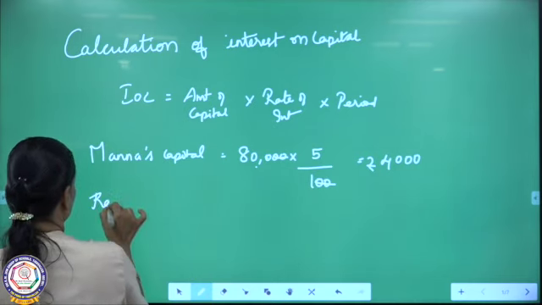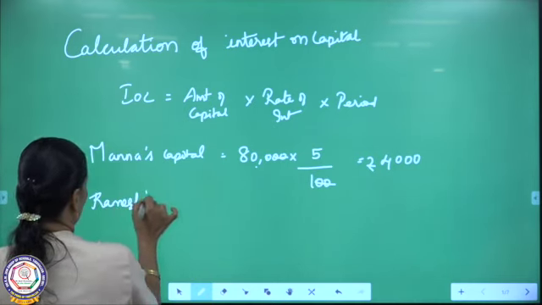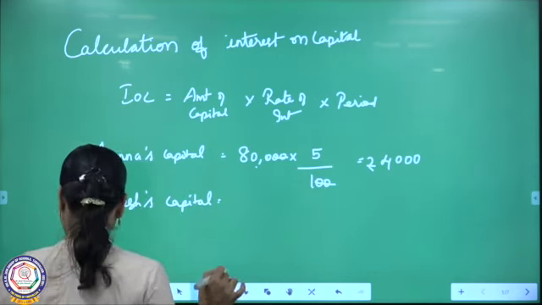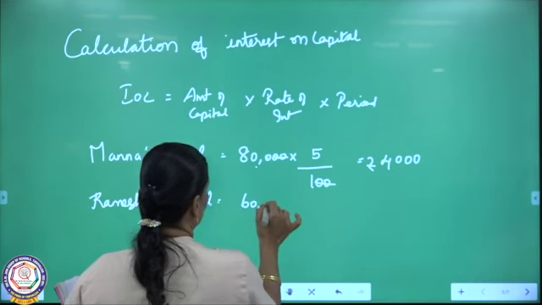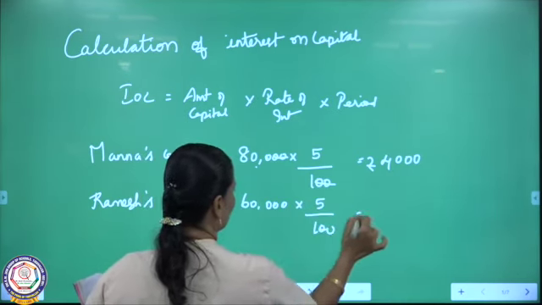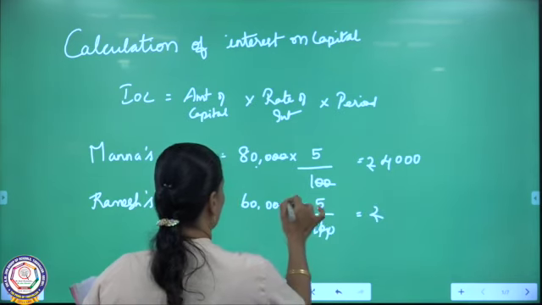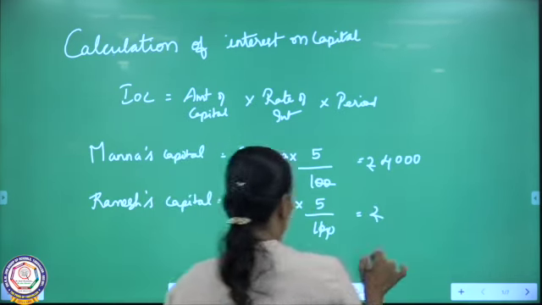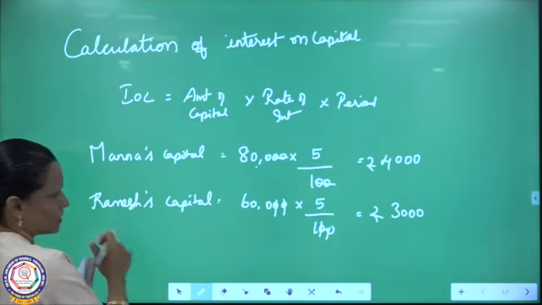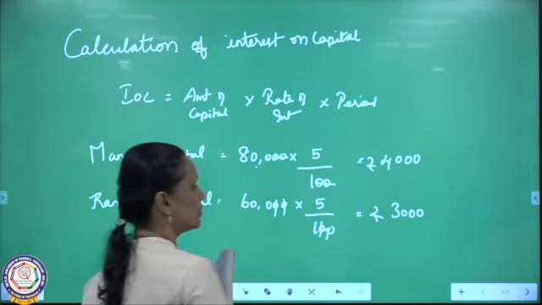Ramesh's capital. How much he contributed? 60,000 into 5/100. So, 0 cancel, 0 cancel, 3,000 for Ramesh. Now, we are going to do the journal.